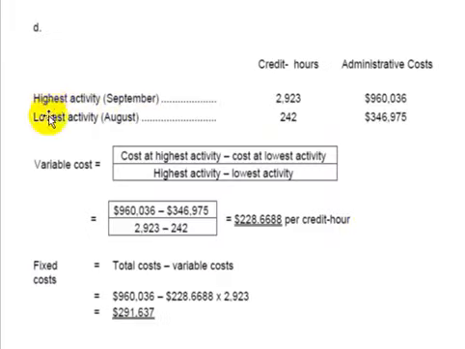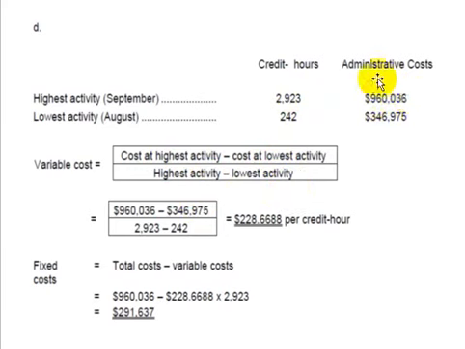So we have the highest activity level and the lowest activity level and their costs, X and Y. We can calculate the difference between cost and activity level, or credit hours. Variable cost equals cost at highest activity minus cost at lowest activity, or the change in cost divided by the change in activity level, highest activity minus lowest activity.